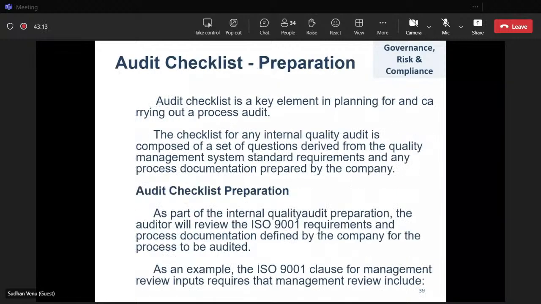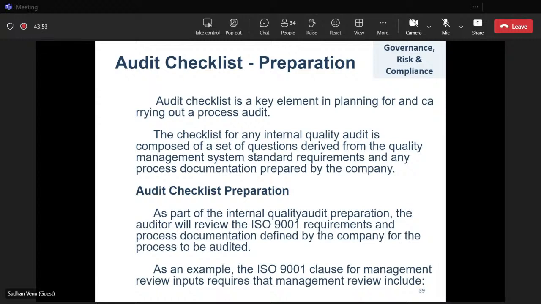The next one is the audit checklist, and how audit checklists are prepared in information security. The checklist is a key element in planning or carrying out a process audit. The checklist for any internal quality audit is composed of a set of questions read from the quality management system, the standard requirements, and the process documentation prepared by the company. So based on the quality management system and standard requirements, they will prepare the audit checklist.